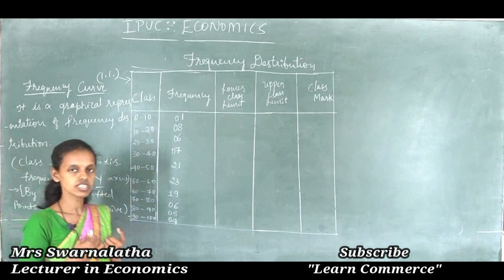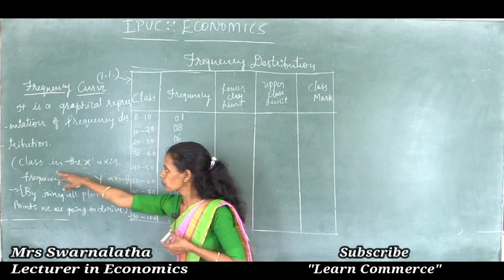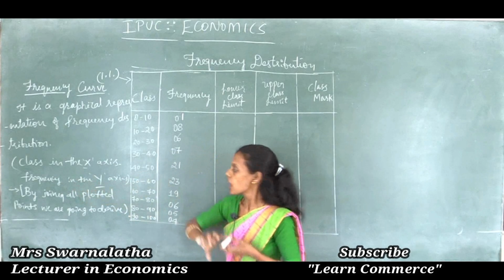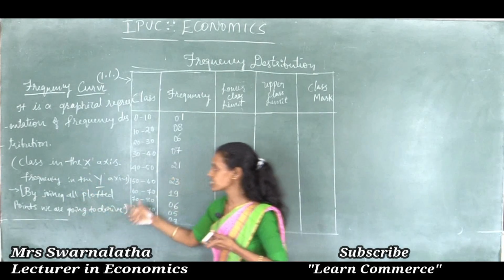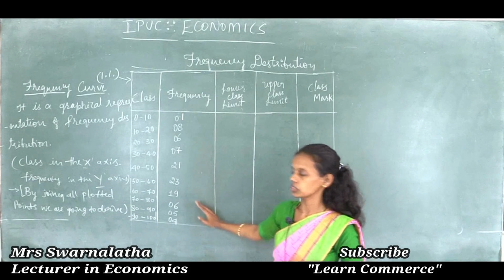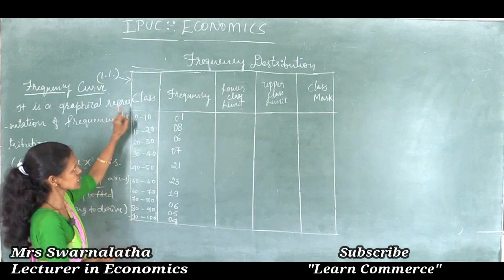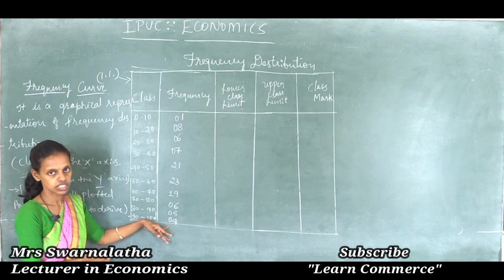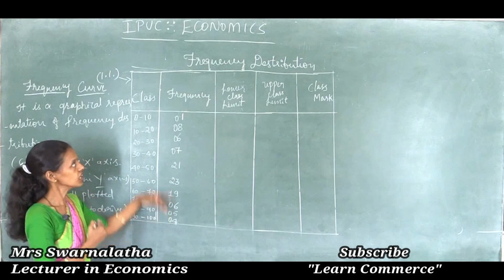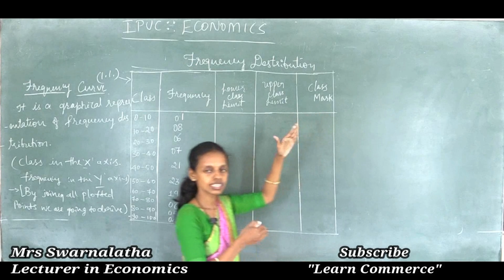How to obtain the frequency curve? We obtain the frequency curve by plotting the classes on the x-axis and frequency on the y-axis. By joining all the plotted points on the x and y-axis, we derive the frequency curve. Let us see how to derive the frequency curve on the basis of the classes and frequencies given here. But before going to the graphical representation, I will show you how to find lower class limit, upper class limit and class mark in the table.